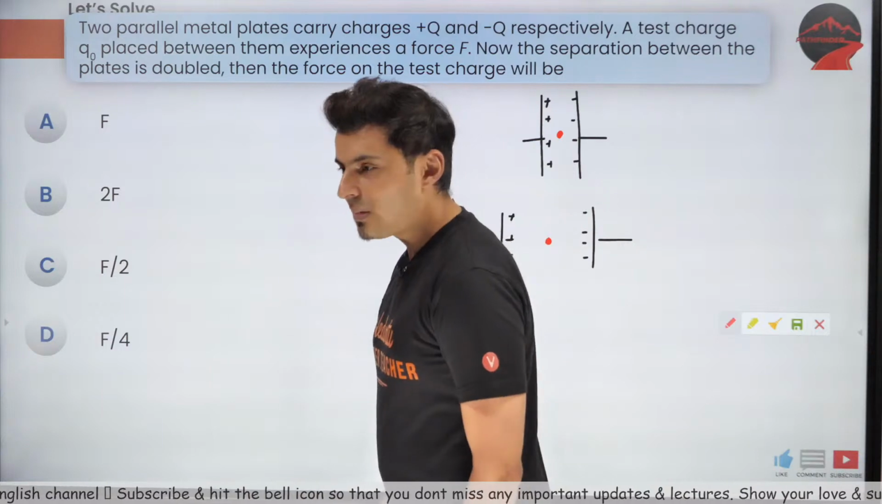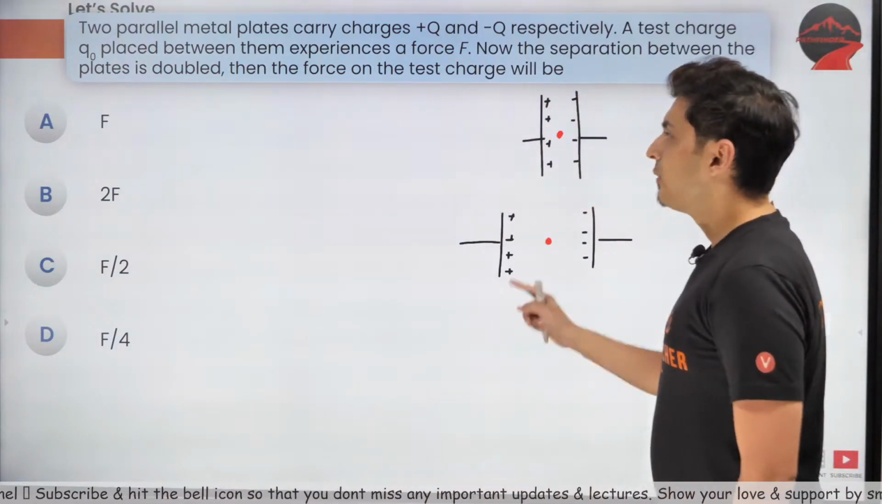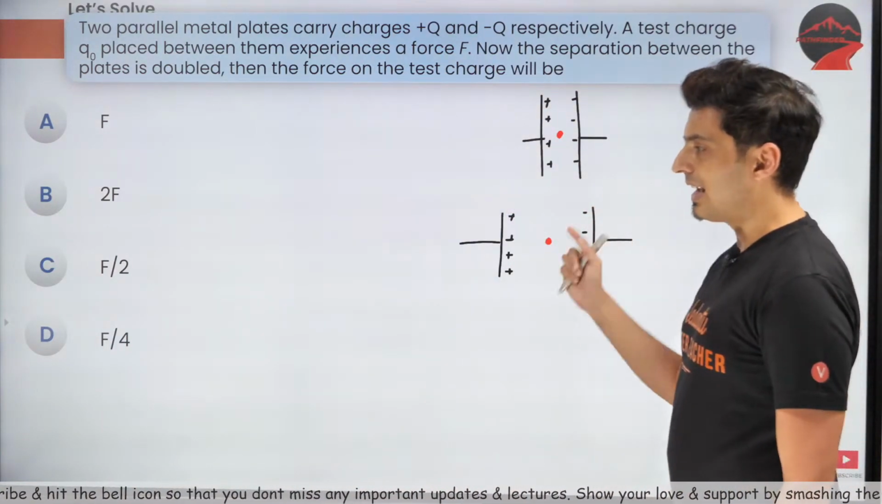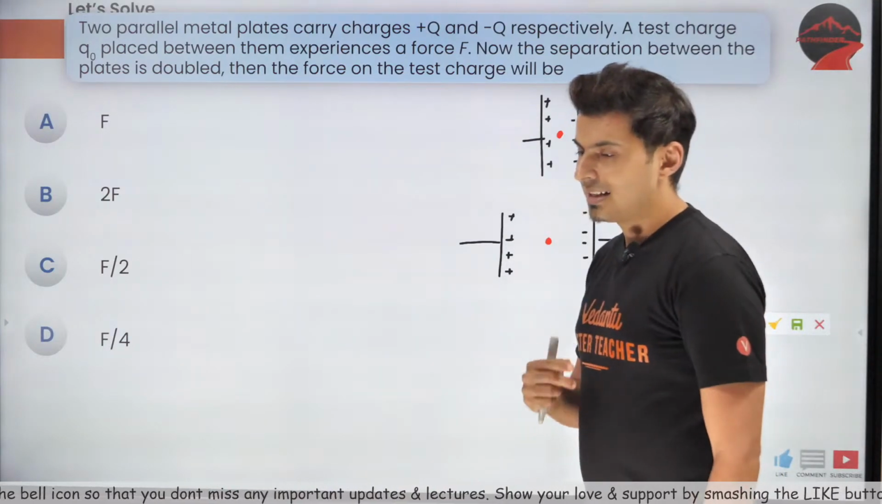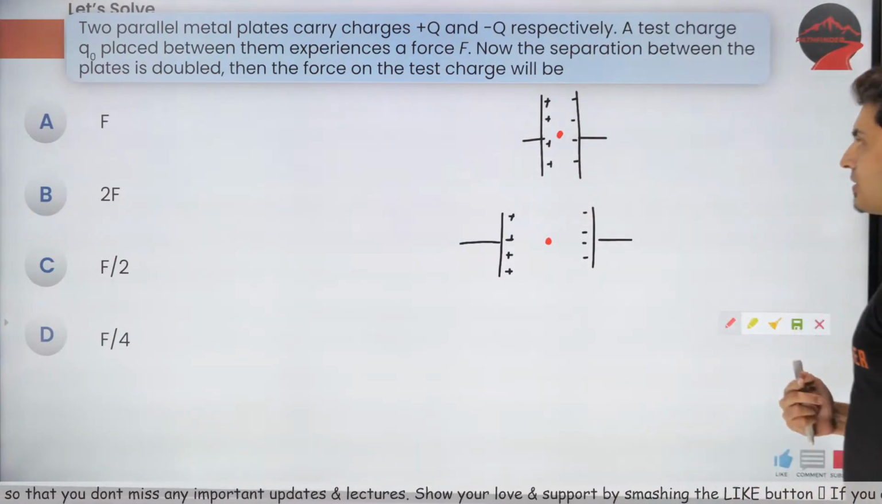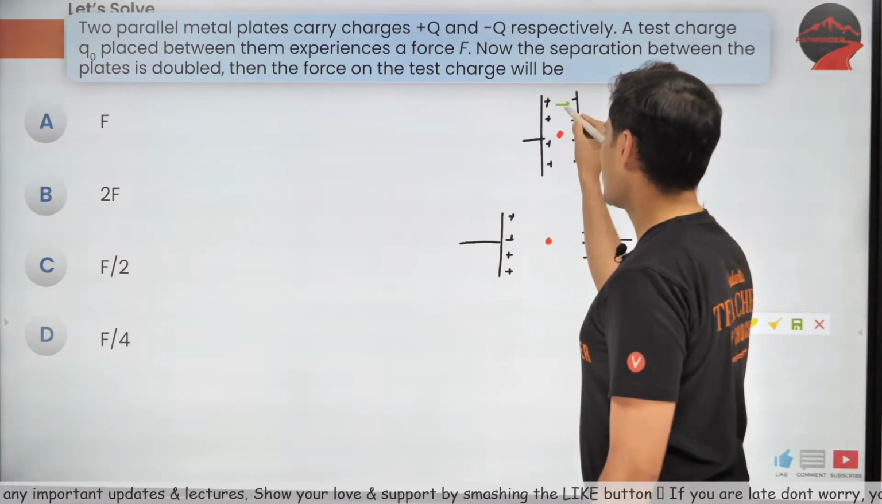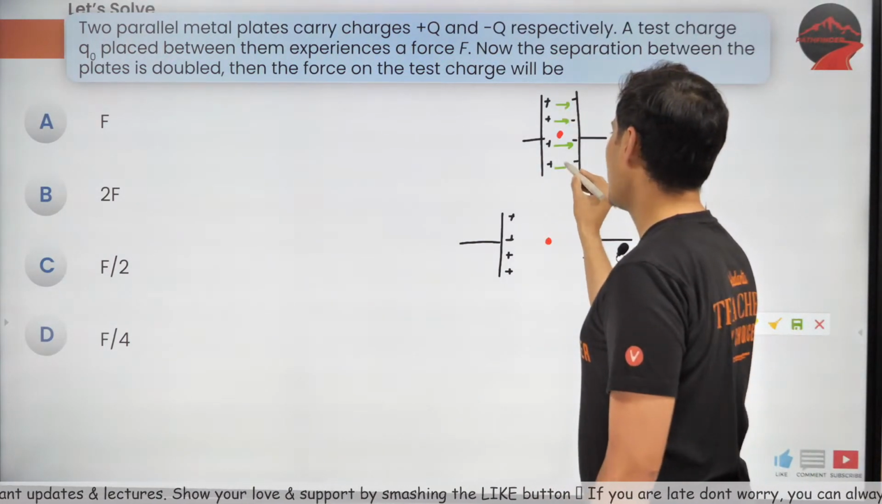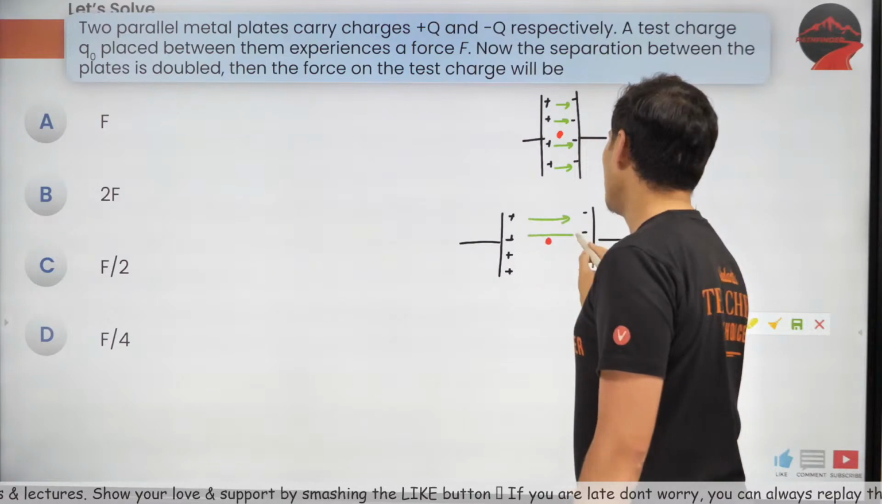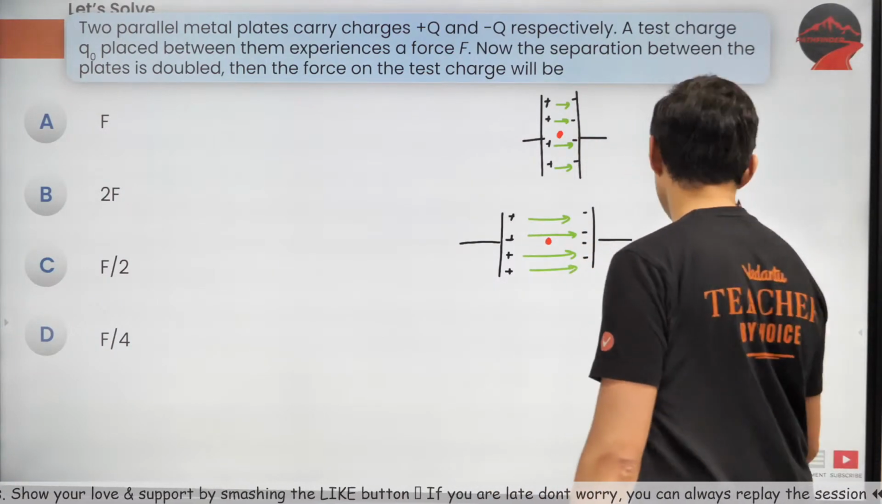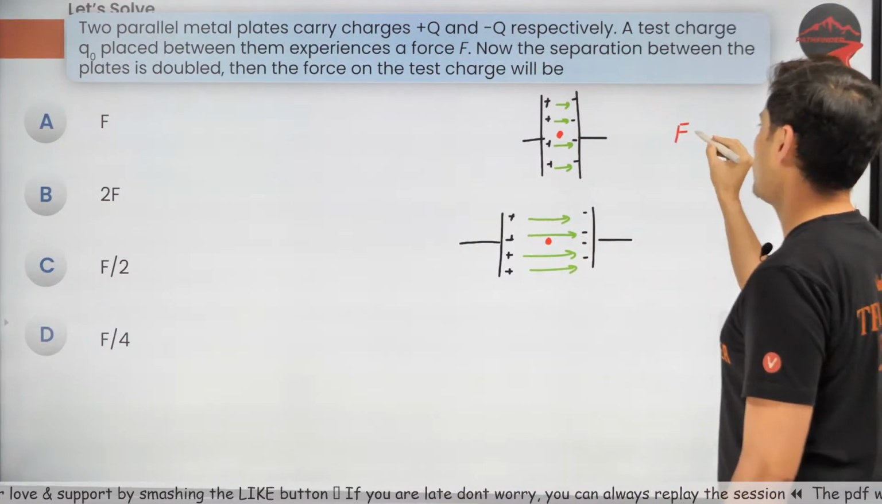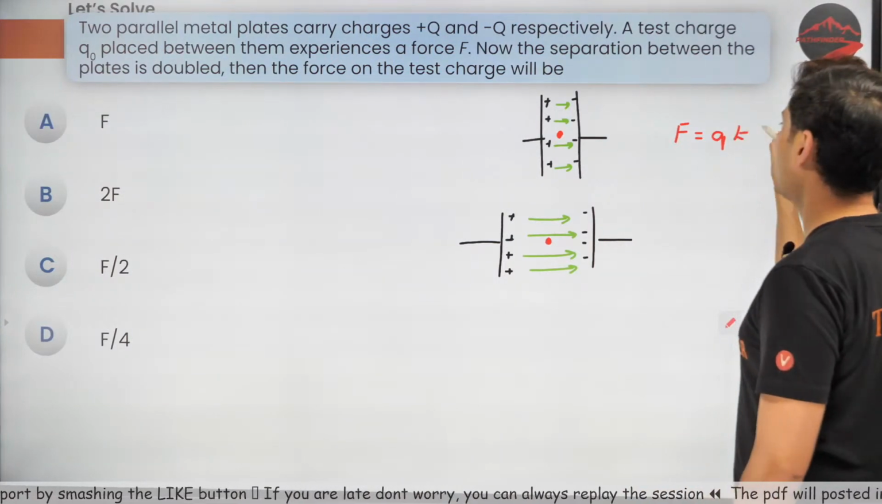Come on, what do you guys say? Will it be F? Will it be 2F? Will it be F by 2? Will it be F by 4? Think carefully and try to answer this question. Why will there be a force? First of all, think, because there is a field between the plates, and once there is a field between the plates, the field will create a force. Force will be charge into field.